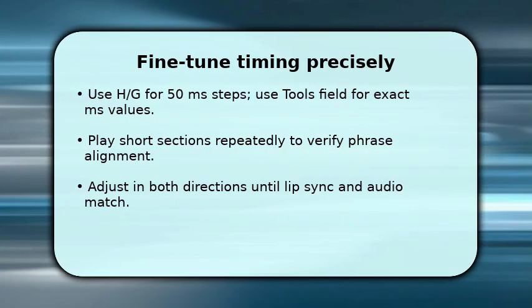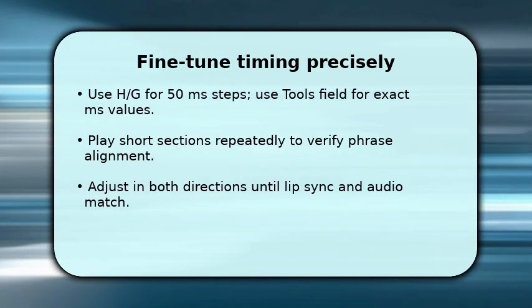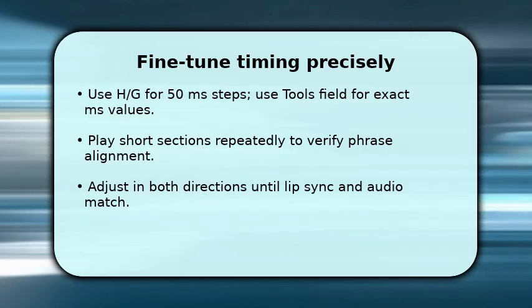Once you have a rough offset, refine by focusing on short dialogue sections. Use H and G for conservative 50 ms adjustments and pause play to inspect lip movement against captions. For larger fixes, input exact milliseconds in track synchronization. Positive values delay subtitles, negative values advance them.